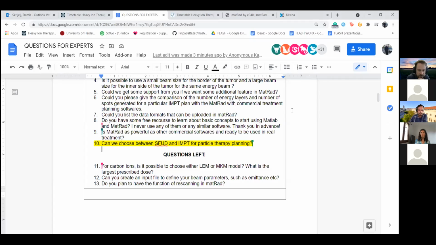Question number 12. Can you create an input file to define your beam parameters such as emittance, etc.? Excellent question. Also something we work on. There are two things that you can do. The one thing is create your own machine file. That's what Hans-Peter, for example, did to make the comparison to the HIT system. He created the machine file with help from some researchers there. And I think the data was taken from the TRiP system, right? That HIT also used, or still uses, for research purposes. And then you can basically adapt this.